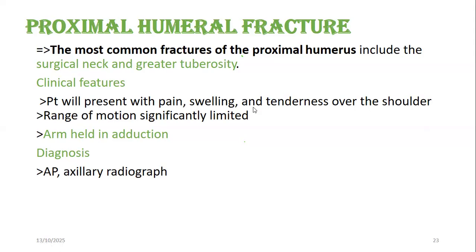Then there are fractures of the humerus. So it can be proximal humerus fracture, middle shaft humerus fracture. Okay, and the most common fractures of the proximal humerus include the surgical neck and greater tuberosity.